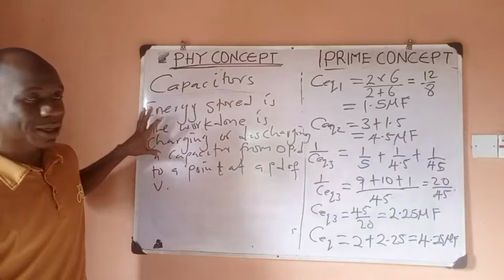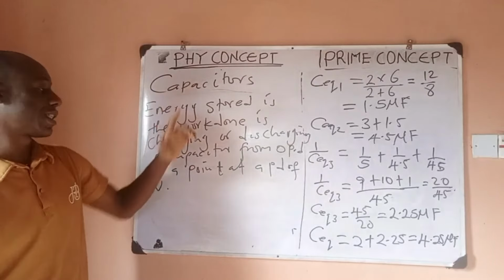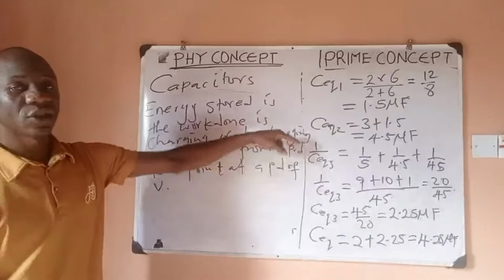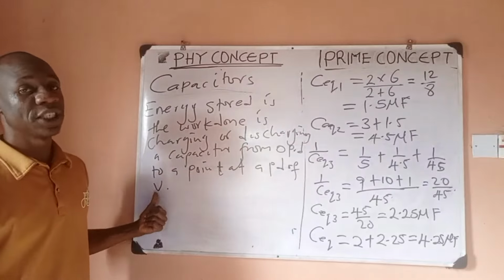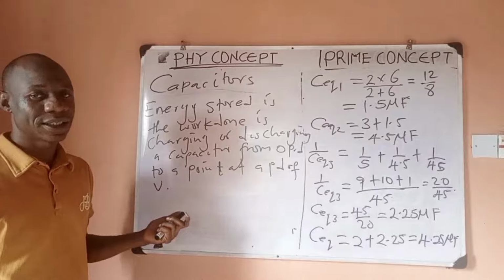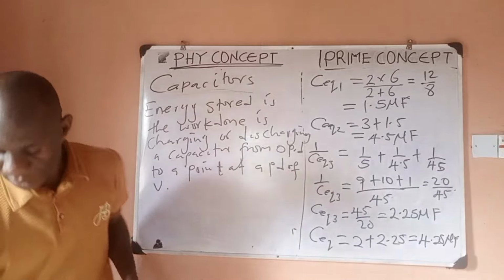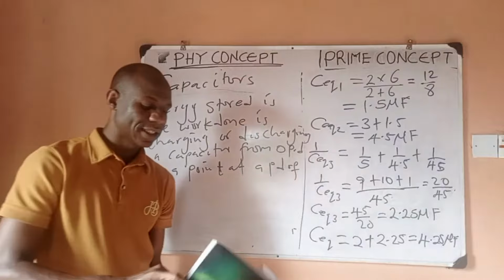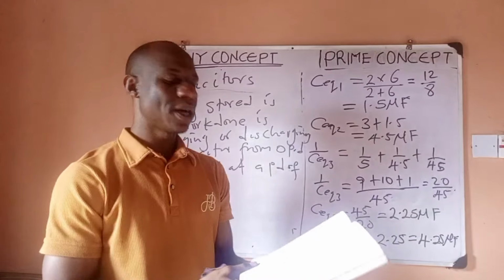And there's a question, that's why I'm trying to give this definition. Energy stored is the work done in charging or discharging a capacitor from a zero potential difference to a potential difference of V. When we say V, it means it can be any value. You can charge from 0 to 1, you can charge from 0 to 20. That's why we are saying V, which is variable. And there's a question that was asked here also. Remember, your exam would not just be about calculation.